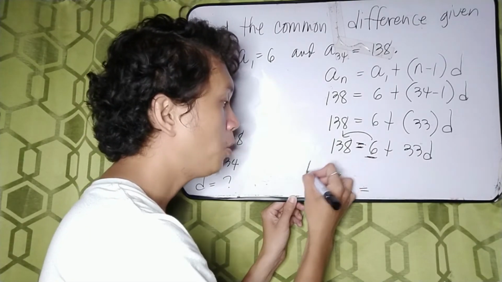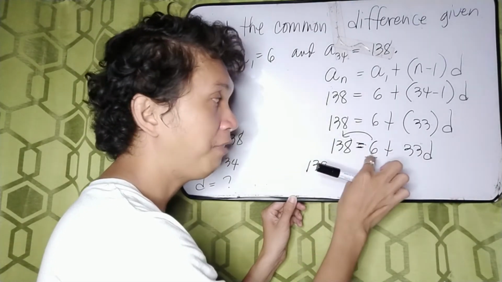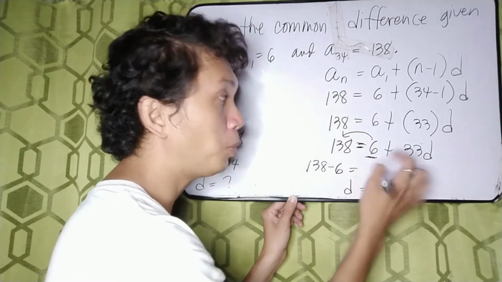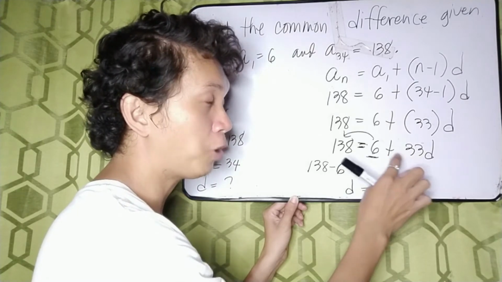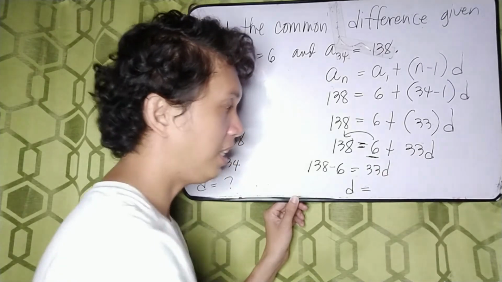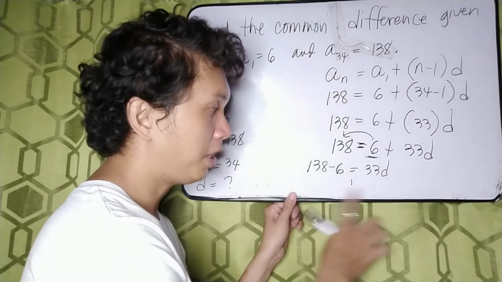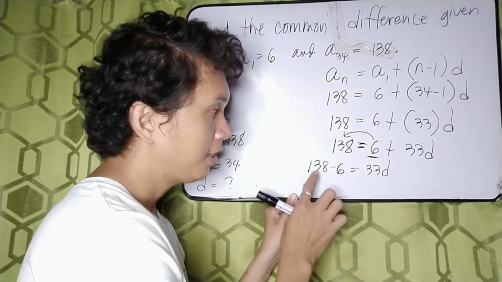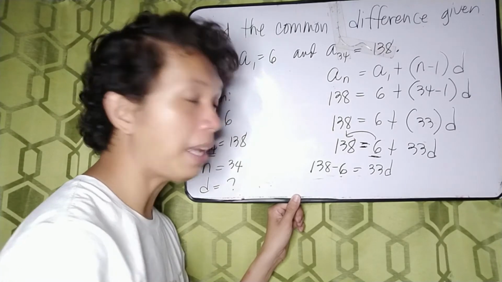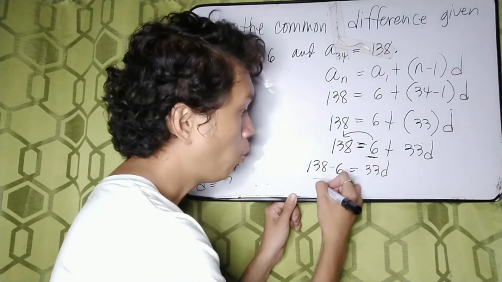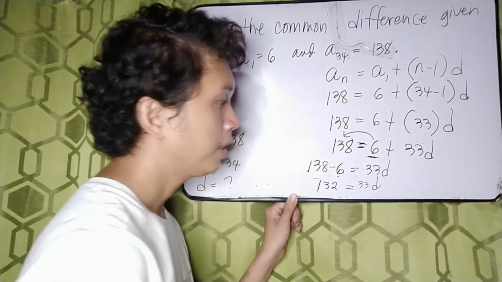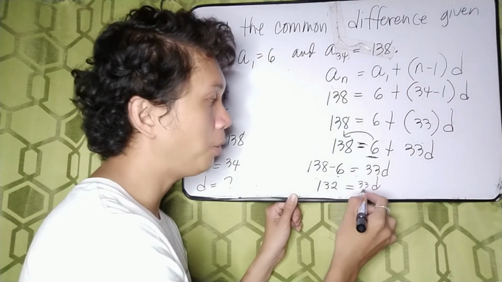So we can write positive 138. Then from positive, this becomes negative, so minus 6 is equal to, what remains is the positive or plus 33d, or simply 33d. Okay? Next, I'm going to erase this. There's no more space. So we are going to do this operation. 138 minus 6. So that is 132 equals 33d. And then we need to have d only.